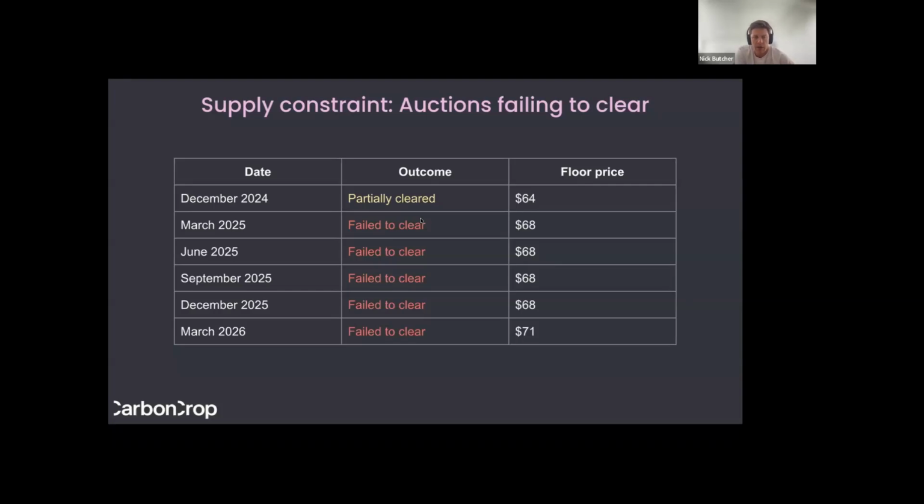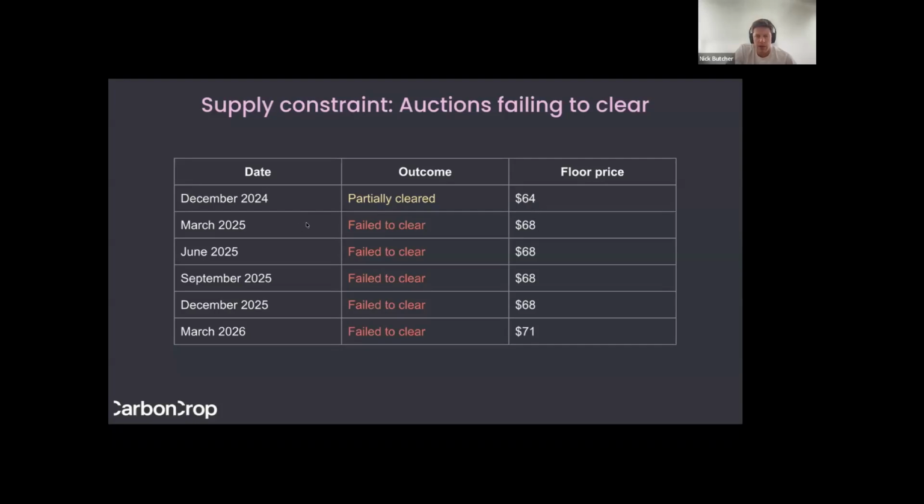For some background, the 2022 auctions, I think, sold out completely, as did, I think, the 2021, including all of the cost containment reserves. And since then, auctions have generally not been succeeding. Certainly, I went back as far as December 2024. I think the previous 3 auctions that year all failed to clear. December 2024 was the last time an auction even partially cleared. That was with a floor price of 64.